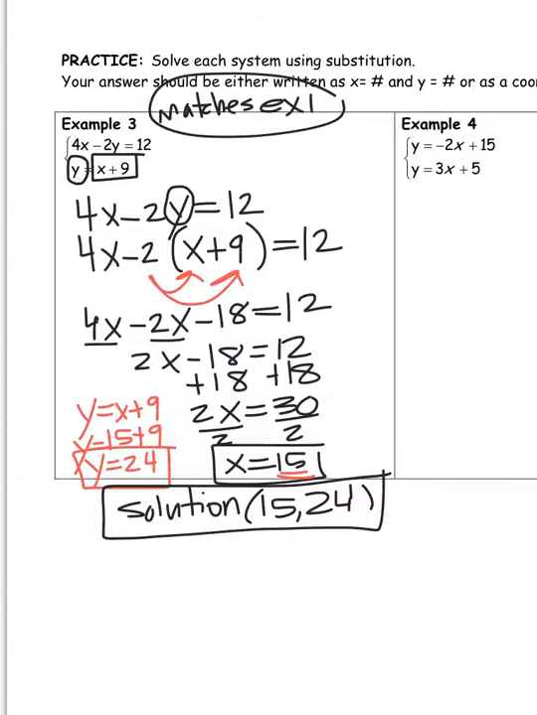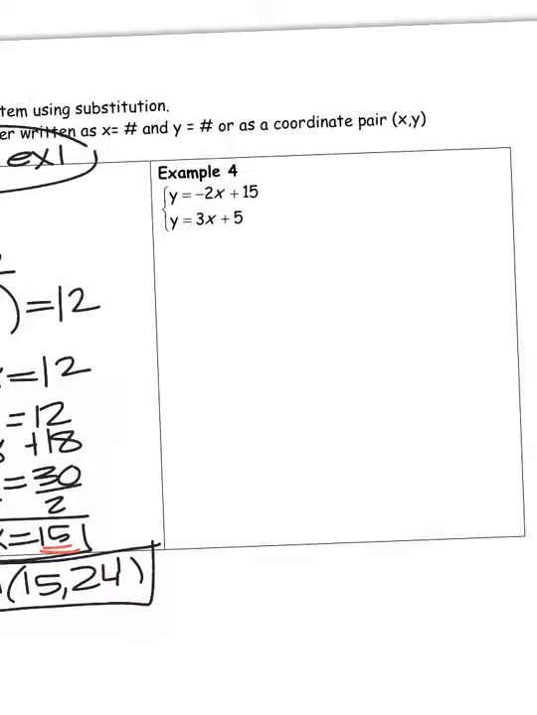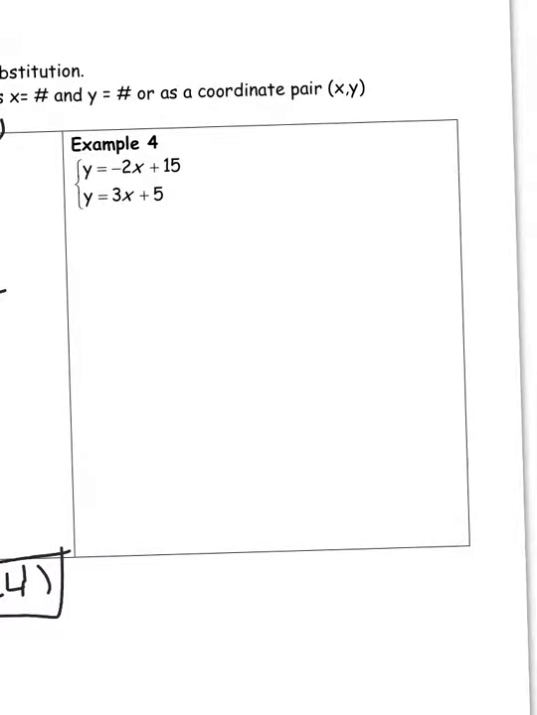All right, let's try example 4. Now for example 4, looks different. So I want you to think about which one we are going to reference. I'm going to say that this one matches example 2, and it's because if you look closely, both equations are set equal to y. If they're both set equal to y, we're going to set them equal to each other.